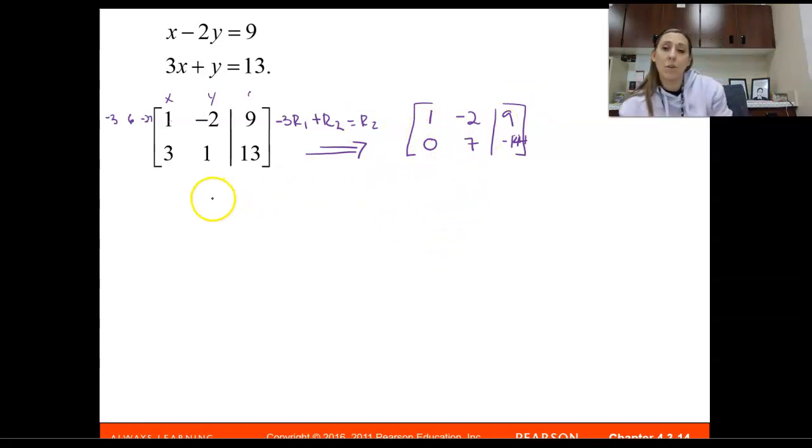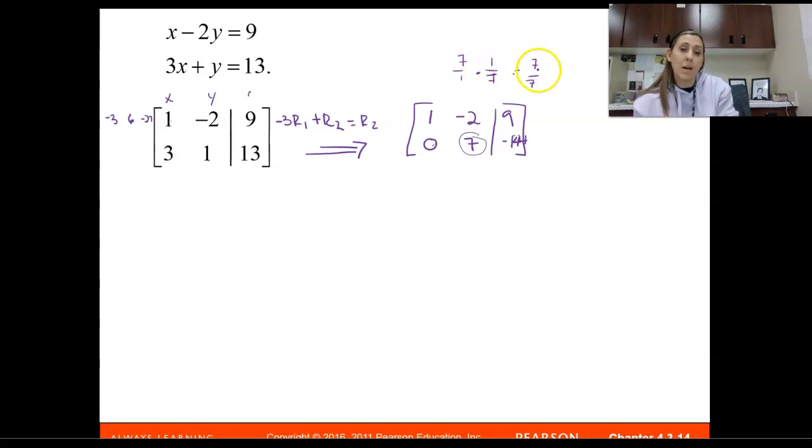Okay, so the next step is this is a 0, but I need this to be a 1. The easiest thing to multiply to get a 1 is the reciprocal. So 7 is really 7 over 1. The reciprocal would be 1 over 7, which gives 7 over 7, because top times top equals top, bottom times bottom equals bottom, which is ultimately equal to 1. So what I'm going to do is 1 over 7 row 2 is going to be equal to row 2.